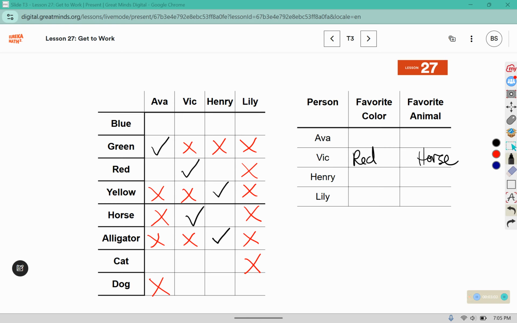We had Henry's was yellow and an alligator. The only option left for Lily is blue with the dog. So that must mean that Ava likes green with the cat.